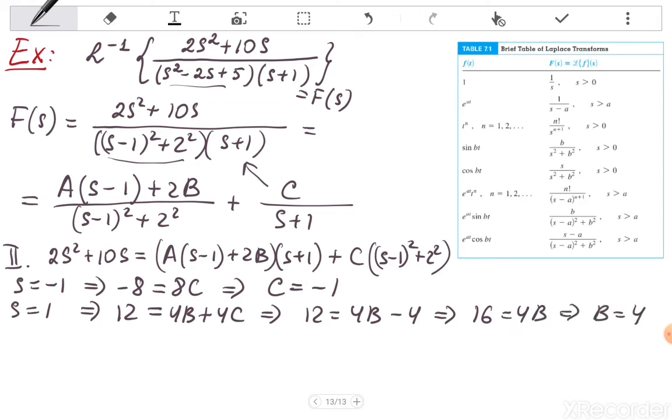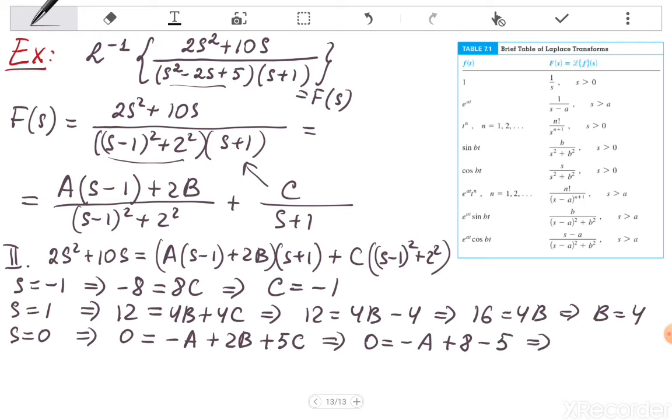And now it's left to find a. Let's take maybe s to be 0 to make it simple. So we get 0 is minus a plus 2b times 1, plus 5c, right? 5c, it's 1 plus 4, which is 5. So 0 is minus a, b is 4, so plus 8, and minus 5. So we will obtain a is 3.